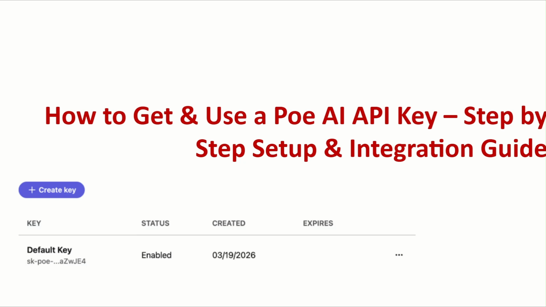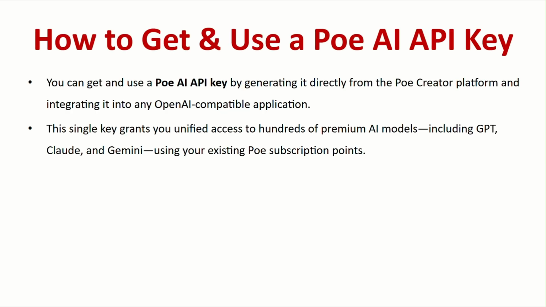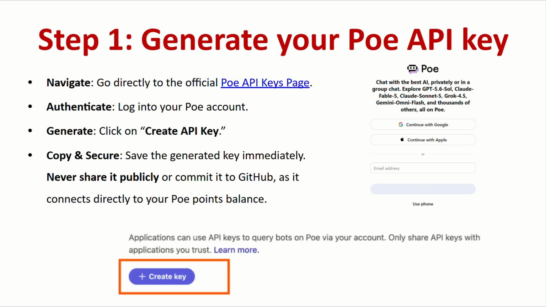Today in this video, we are going to see how to get and use a Poe AI API key, a step-by-step setup and integration guide. You can get and use a Poe AI API key by generating it directly from the Poe Creator platform and integrating it into any OpenAI compatible application. The single key grants you unified access to hundreds of premium AI models, including GPT, Claude, and Gemini, using your existing Poe subscription points.